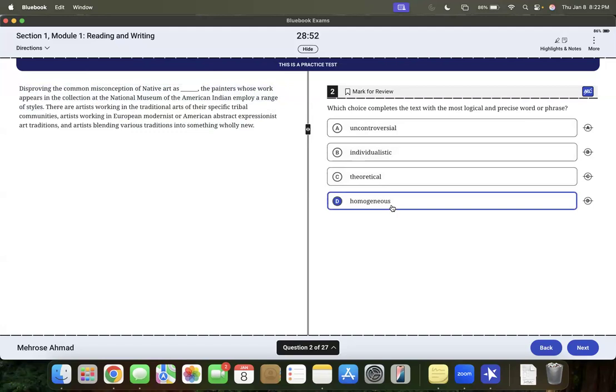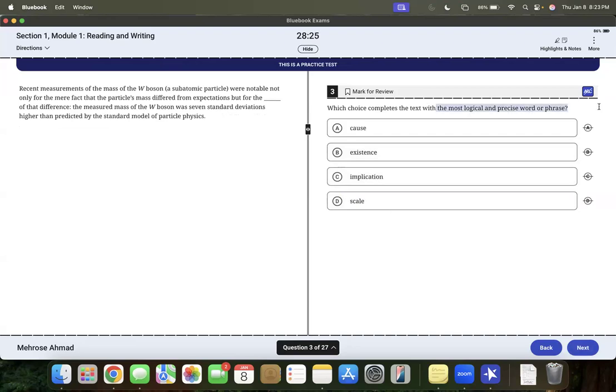When you have a homogeneous mixture, it's basically one, and you can't separate it into different parts. When you have a homogeneous group of people, they are basically one unified group. So this is exactly what these people are disproving. They're not one group. They're very unique and they've done different and diverse types of work. So the best answer would be D.